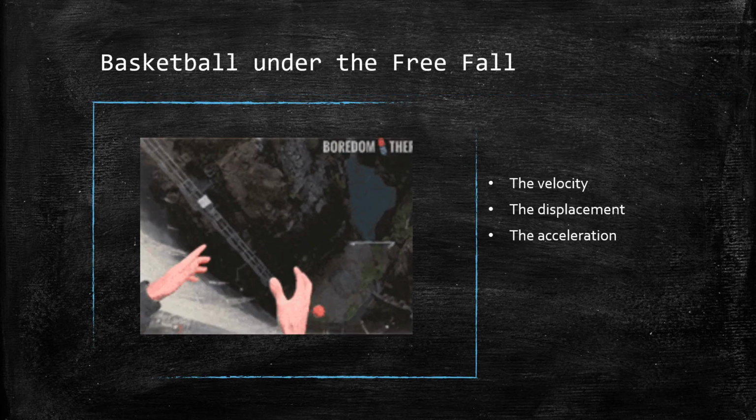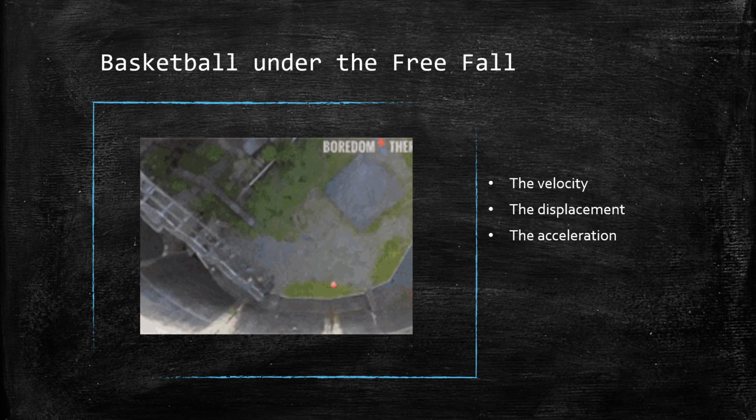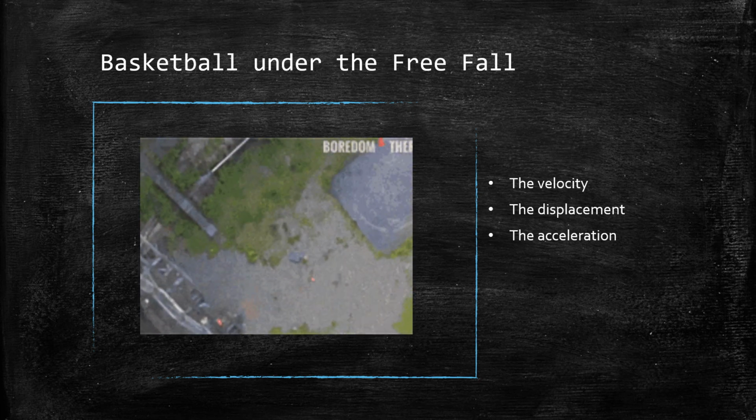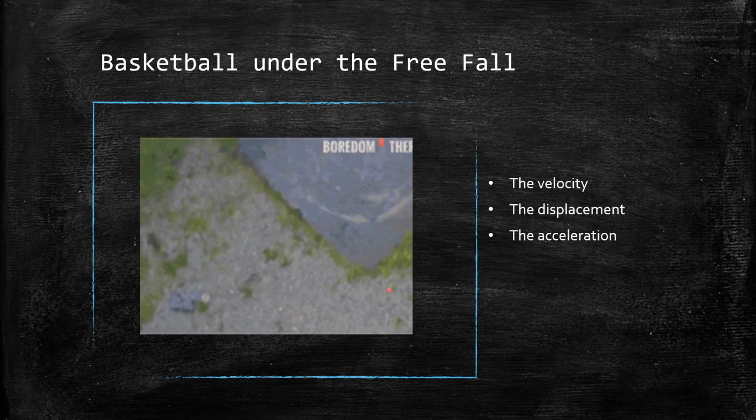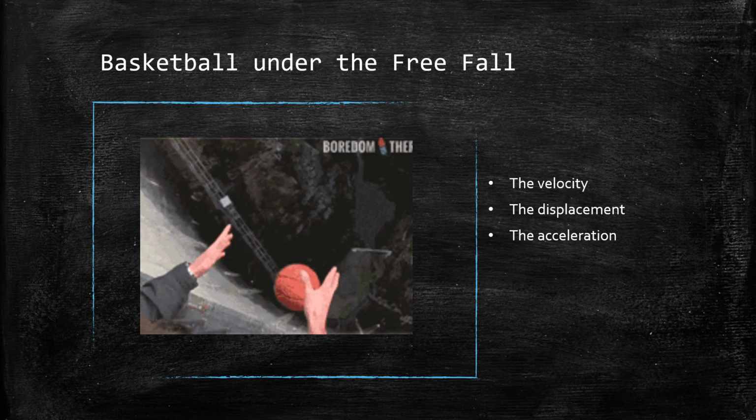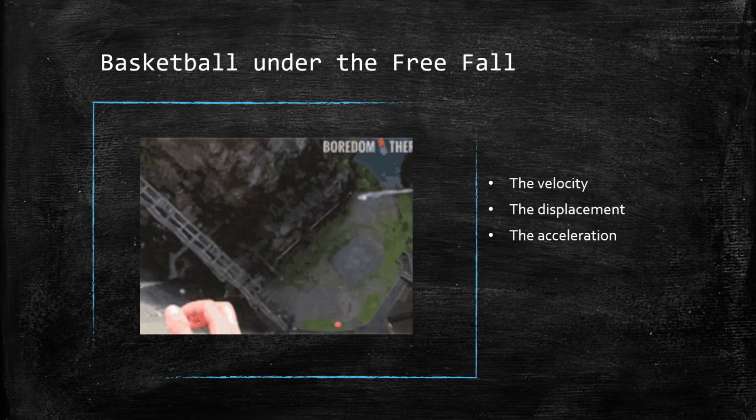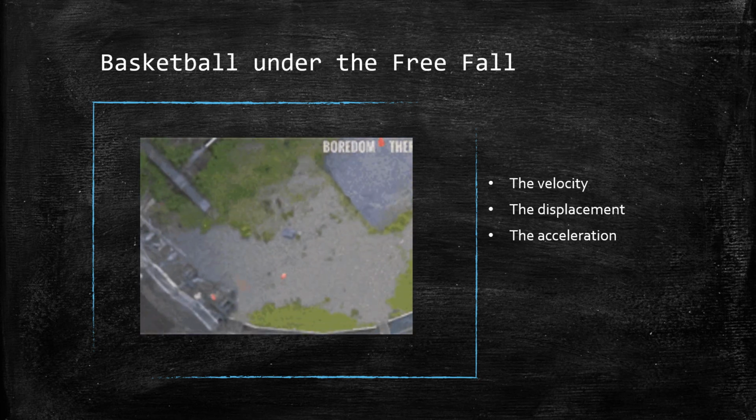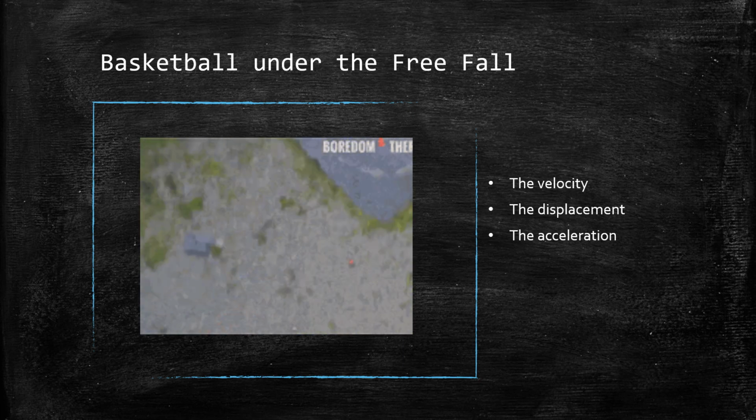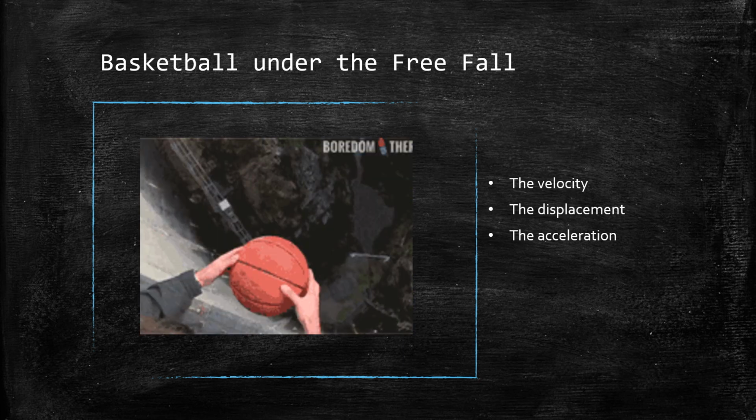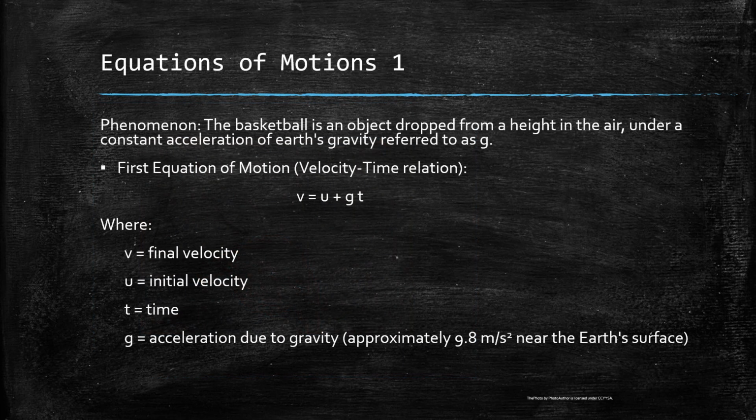Let's go through an example. We can see the basketball falls from the hands at t equal to 0 under the acceleration due to gravity. Now we can find out the velocity, the displacement, and the acceleration of the ball, and we'll find this by going through all these three concepts.